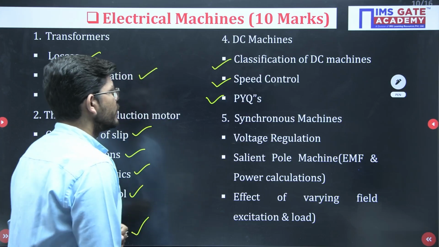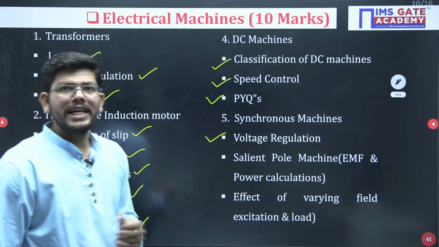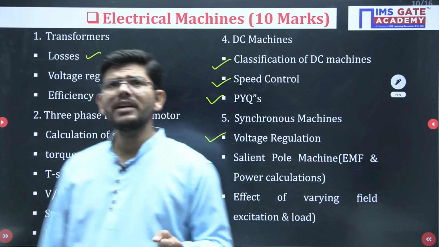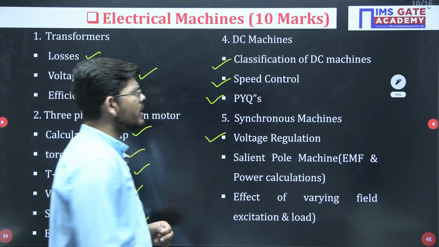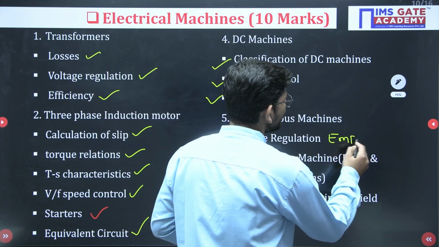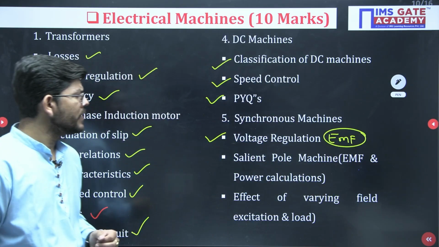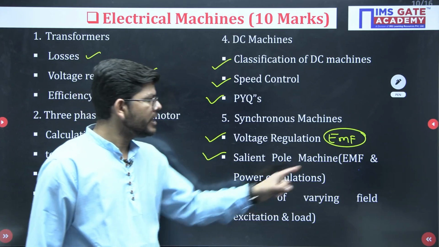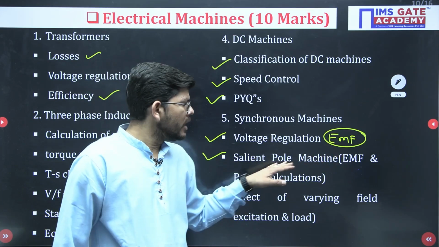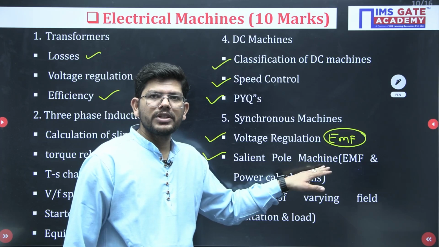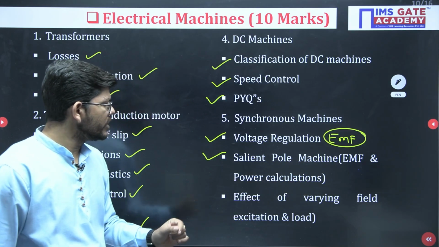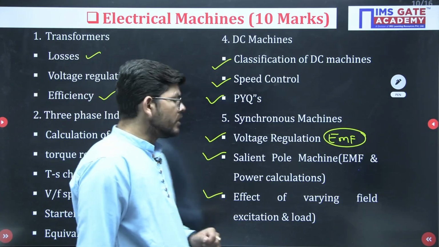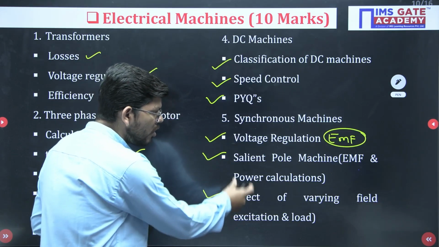In synchronous machine, you should be prepared with voltage regulation, EMF method. There are a lot of methods, EMF method, MMF method and Potier triangle, but you should only prepare the EMF method, or synchronous impedance method of voltage regulation, okay? Then salient pole machine, their EMF equation and power calculation. Now the EMF equation you will get when you study the phasor diagram of salient pole machine. So this is very important, okay? Power calculations, then effect of varying field excitation and load, V curve, okay? And you should prepare the numericals on all these topics as well.